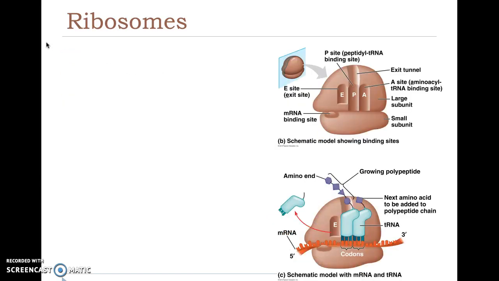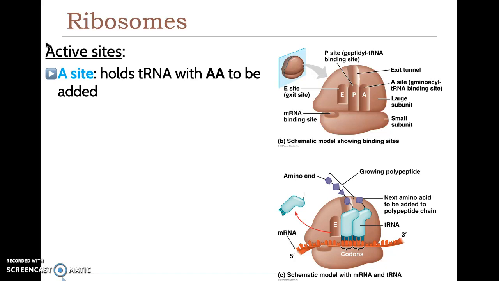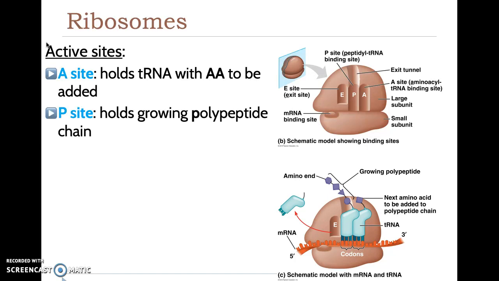A little bit more about the structure of ribosomes. There are 3 active sites, 3 places that contribute to the building of a polypeptide chain. The first site is known as the A site. This site is going to hold the tRNA molecule when it brings in an appropriate amino acid. The P site is going to hold the growing polypeptide chain. The E site is where the tRNA is going to exit after it has deposited its appropriate amino acid for the chain.